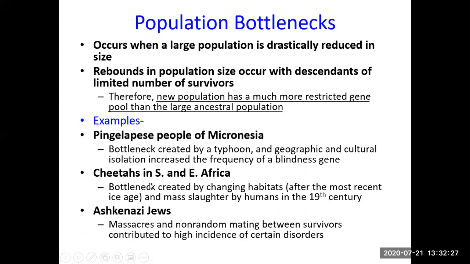So you see cheetahs in South and East Africa, or the Ashkenazi Jews, man-made reasons, and then non-random mating.